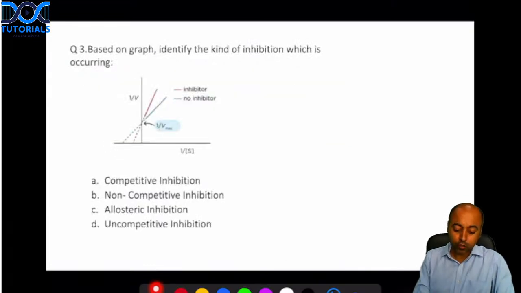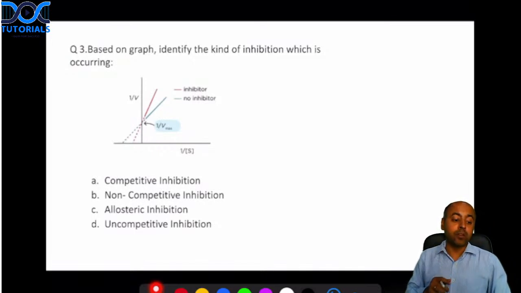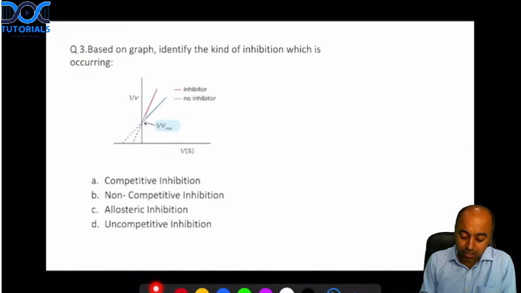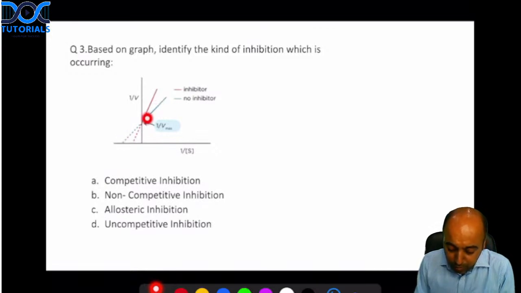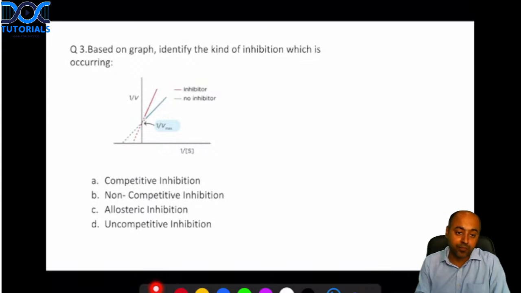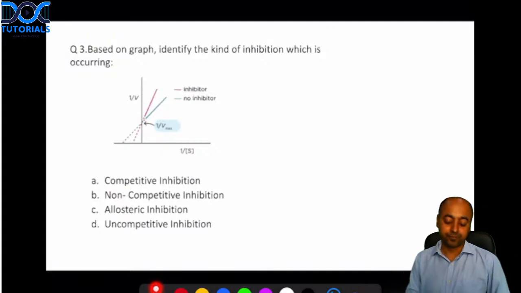Okay, question 3, another very important and commonly asked question. Based on the graph, we have to identify the type of inhibition which is occurring. You can see here the red line is showing the graph where the inhibitor is present, and the green or blue, depending on the screen, is the normal uninhibited reaction. The various options are competitive, non-competitive, allosteric, and uncompetitive.